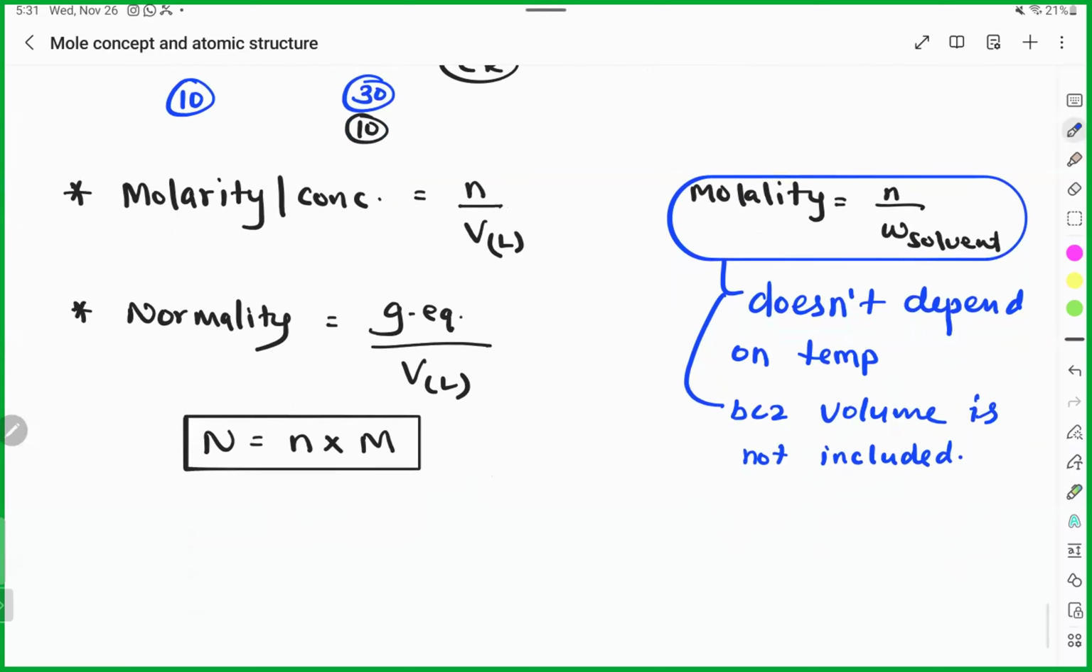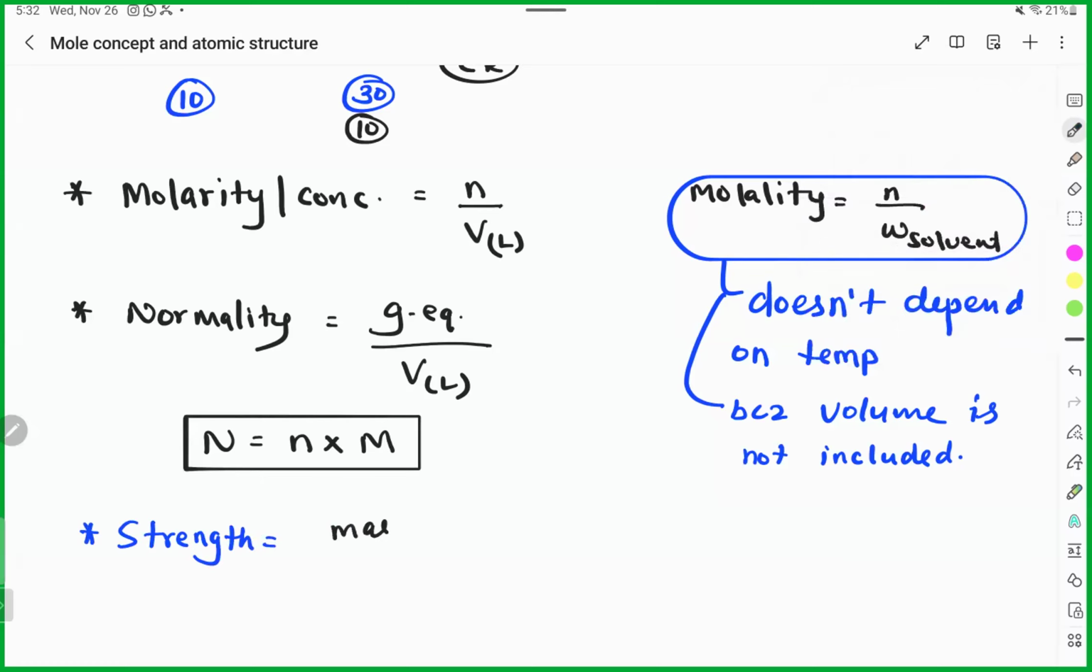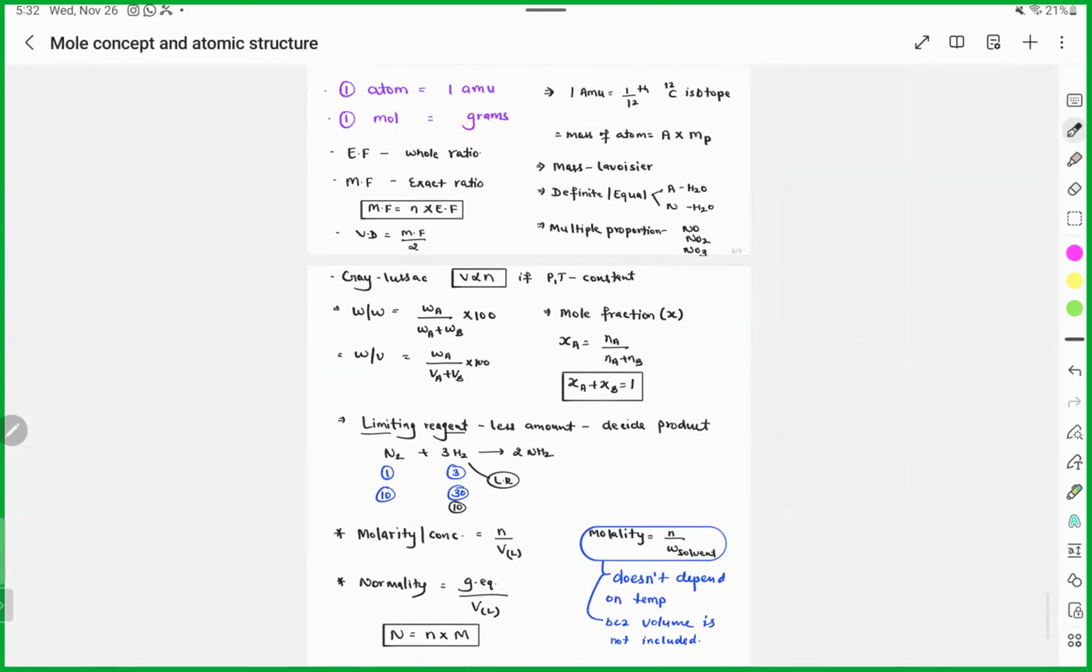Okay, and anything we missed from this chapter? I don't think so. Strength. In case of strength, it is almost equal to molarity, but instead of the moles, you take mass. Mass of solute divided by volume. Almost looks like molarity, but now, guys, we are done with the theoretical part, and you know, it's just introduction. Now we can solve any question.